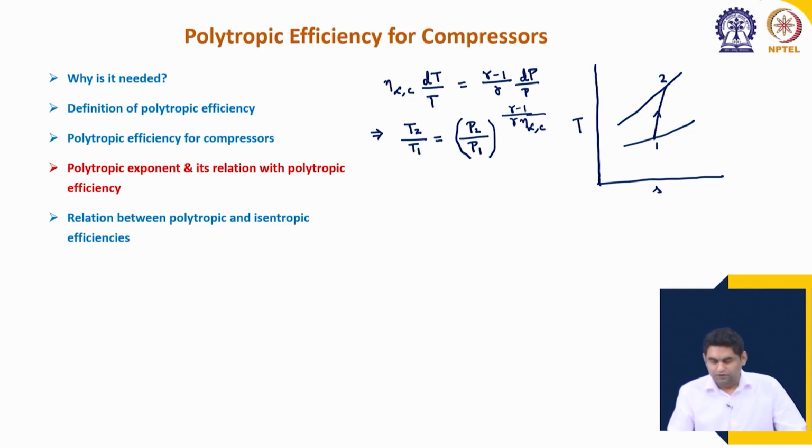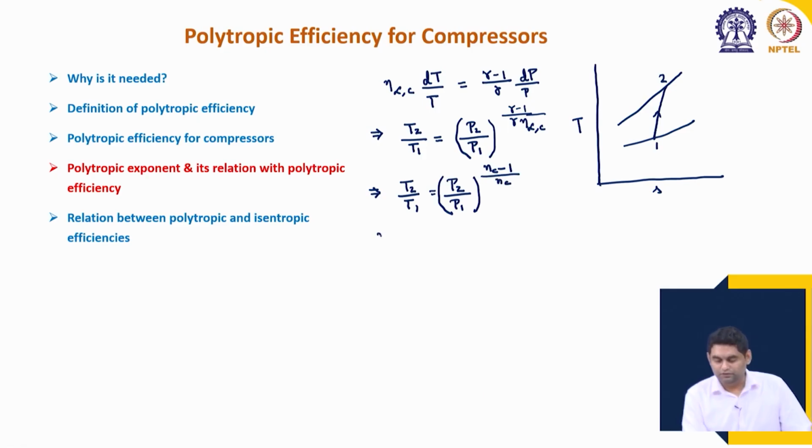Okay. So, now this is as if we have a polytropic process going from 1 to 2 with an exponent nc, not eta, nc, such that nc is related to gamma so that nc minus 1 by nc is equal to gamma minus 1 by gamma times the polytropic efficiency. Okay.